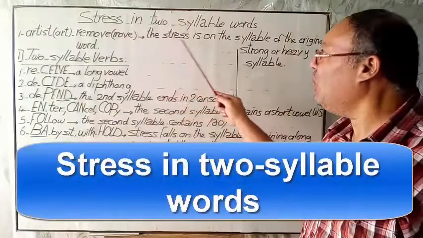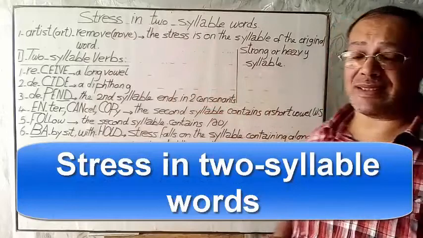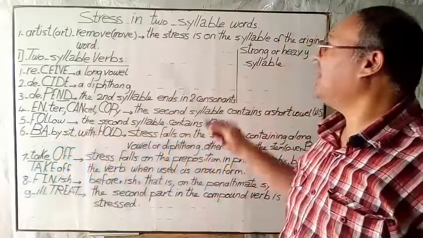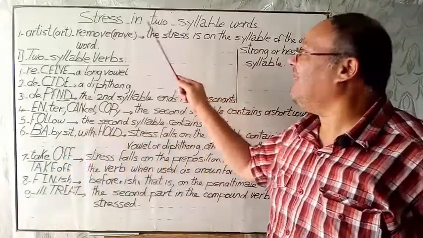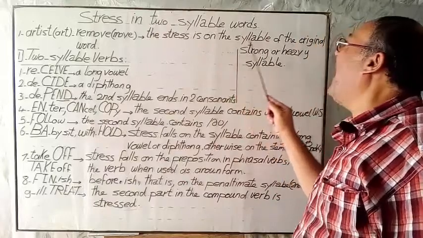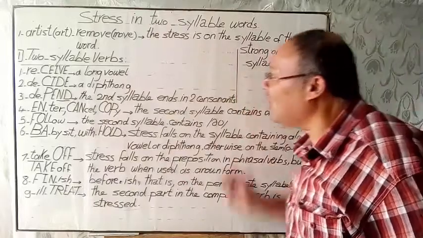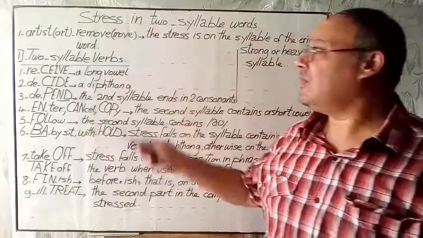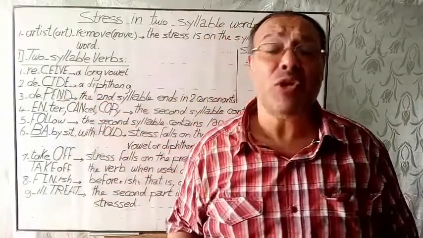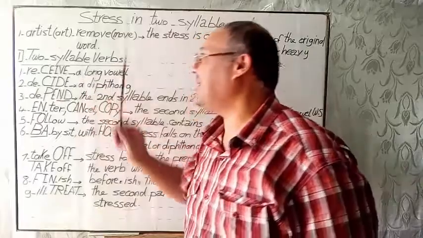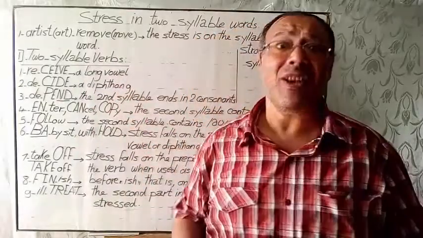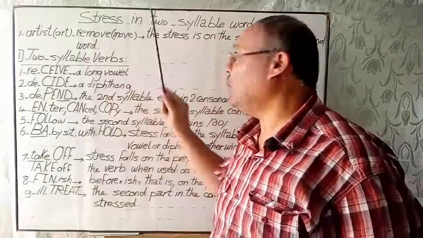Stress in two-syllable words. For the most part, the stress in two-syllable words is on the syllable of the original word. For example, artist comes originally from art. Similarly, remove comes originally from move.